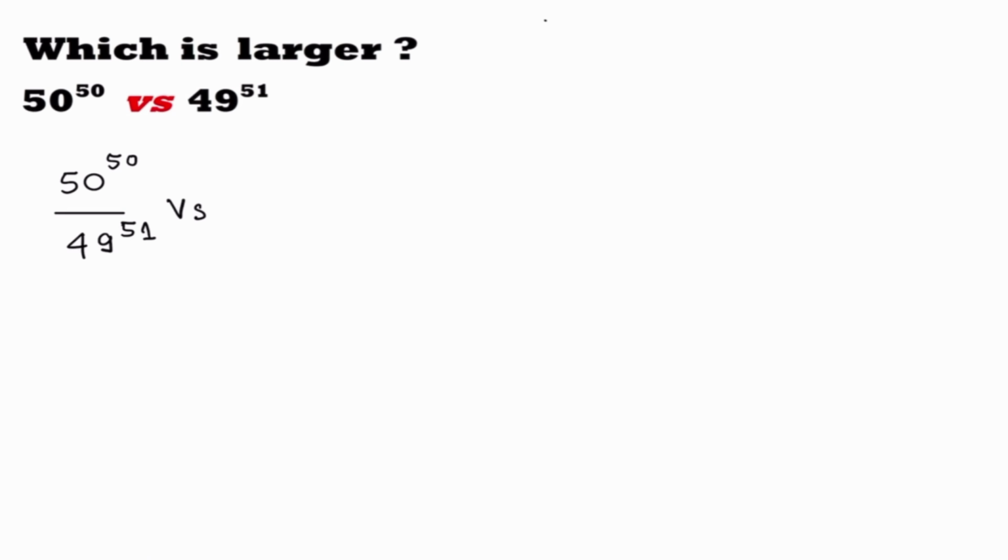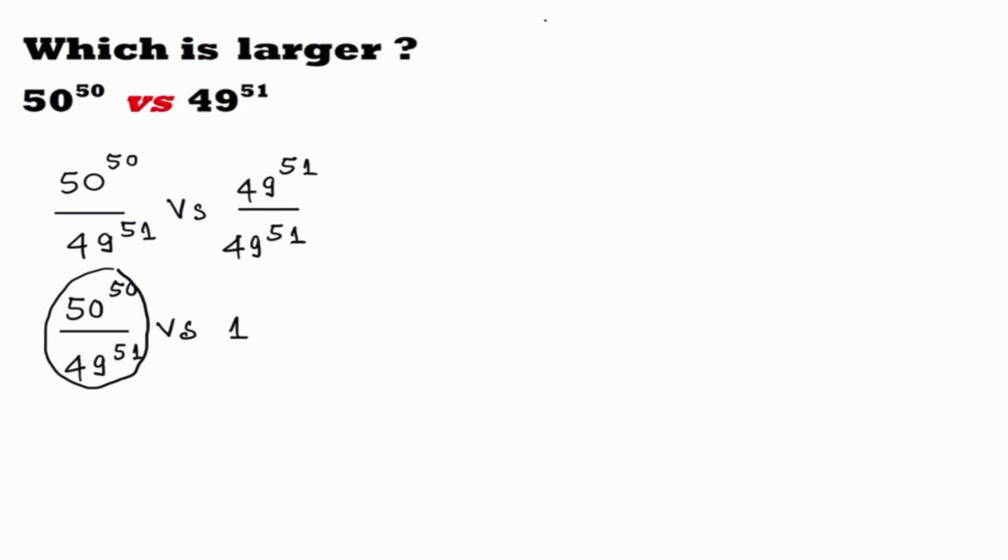So then the second side will be equal to 49 to the power of 51 over 49 to the power of 51. That would be 50 to the power of 50 over 49 to the power of 51 versus 1. So now we have to compare this number and number 1. Which one is larger?